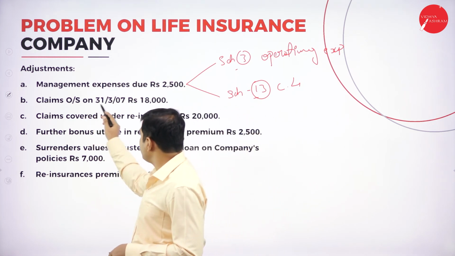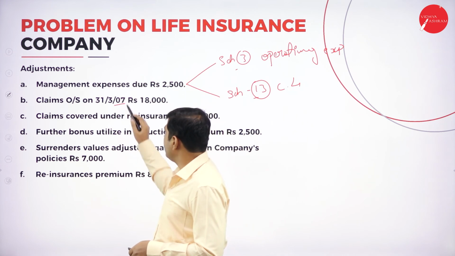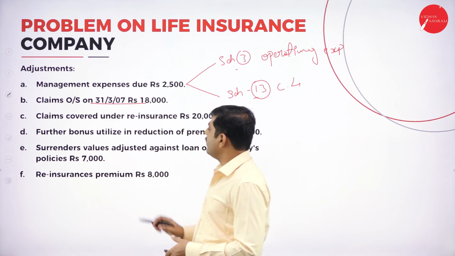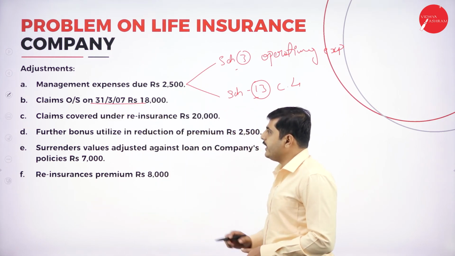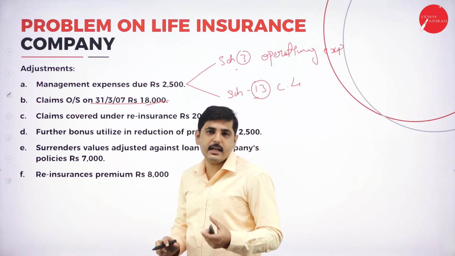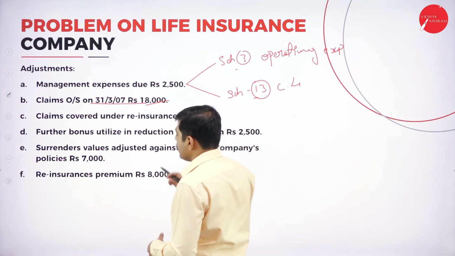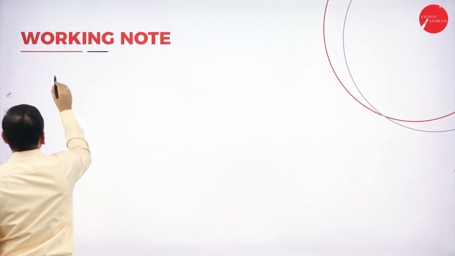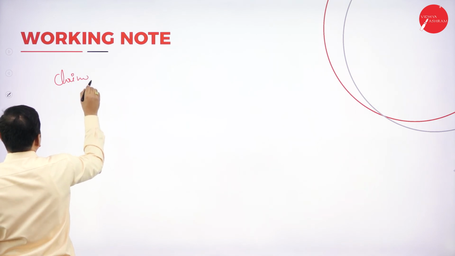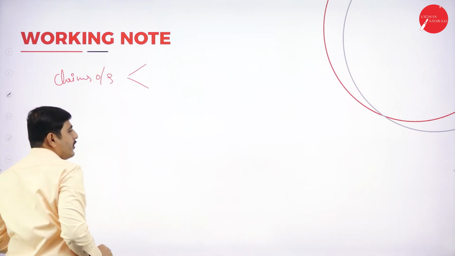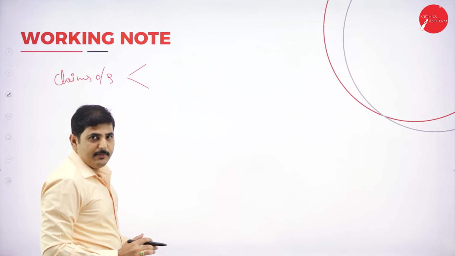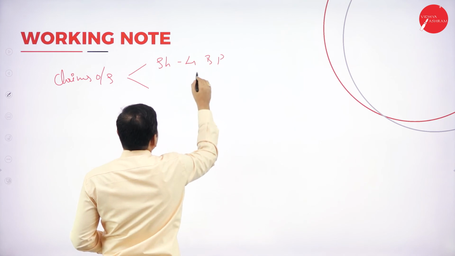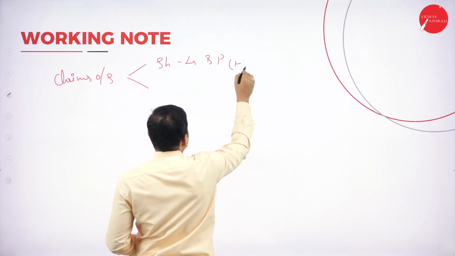Next one, claims outstanding for the year 2007. Next adjustment, claims outstanding as on 31st March 2007 is 18,000, current year claims outstanding. What we have to do? Where will you get the claims? We will write here, claims outstanding. Claims come under benefits paid, schedule number 4. So it is outstanding claims, add to the claims.